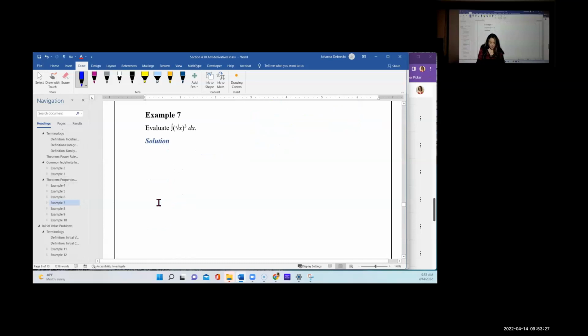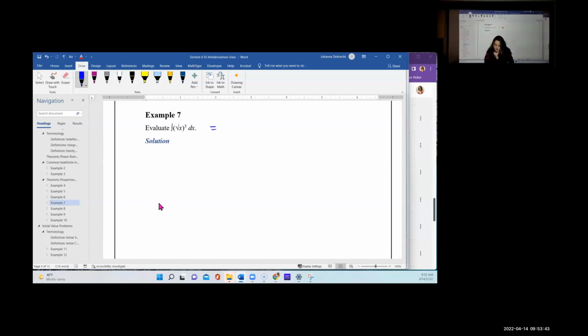Okay, what about example 7? Example 7 is a little bit different. It's not written in power form completely. We have a square root and it's being cubed. So the first thing we need to do is write it in power form.